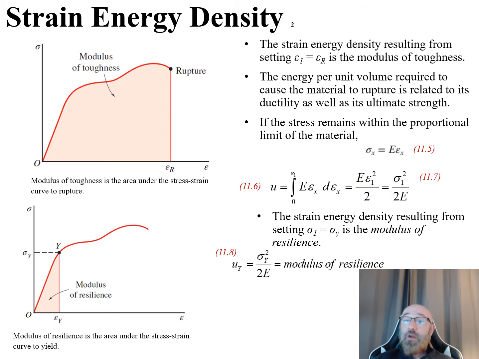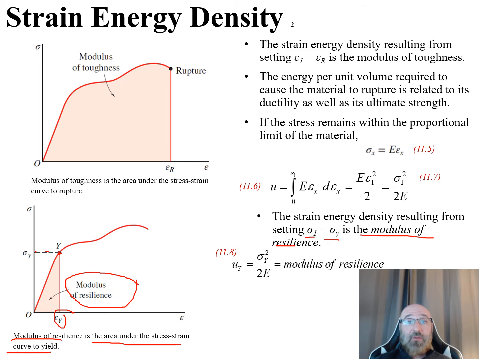Now, rather than the modulus of toughness, if we want to discuss our modulus of resilience, the strain energy density resulting from setting our sigma 1 equal to sigma y, this is known as our modulus of resilience. So we can come over here to our curve and see the modulus of resilience is the area under the stress strain curve to yield. So that's our epsilon sub y, a location here when we go up to our yield strength right here, our sigma sub y, this is our point y there, and this area under the curve here is going to be our modulus of resilience.